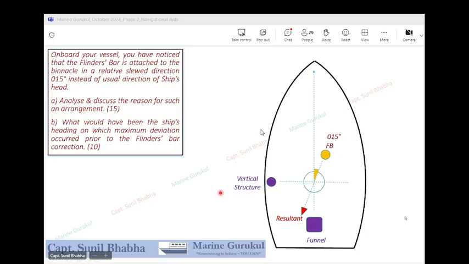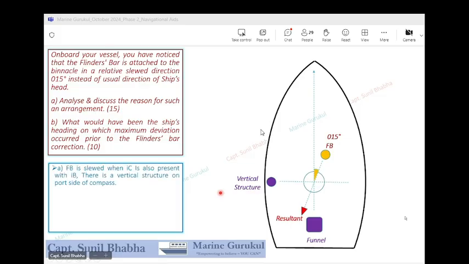So that brings us to the answer of the first part of the question. The answer basically is that the Flinders bar is slewed when induced C is also present along with induced B. So that tells us that there is a vertical structure on the port side of the compass. Any vertical structure to port or starboard of the compass generates induced C.